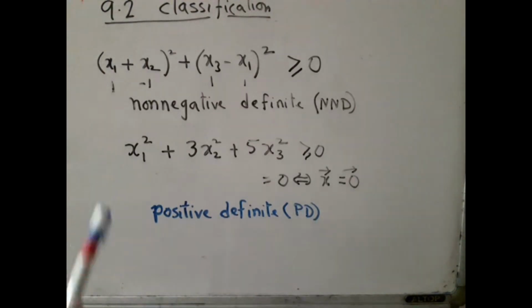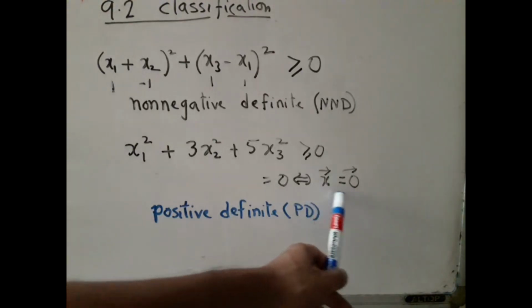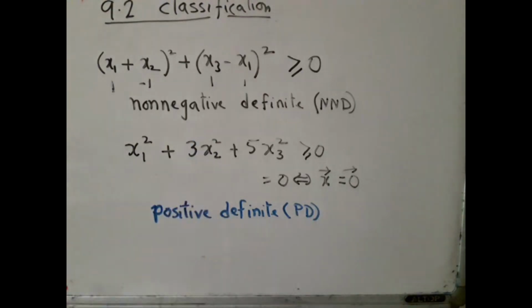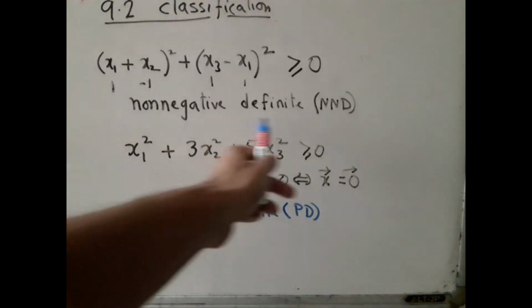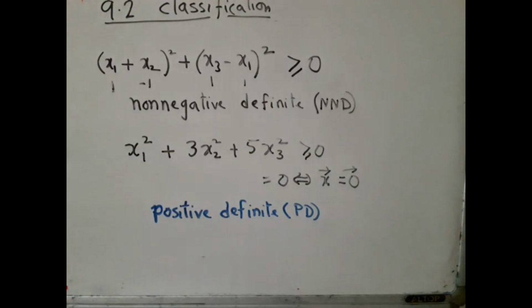That is, it is definitely positive, except of course in that trivial case when x equals 0, then it of course has to be 0. But if it is non-zero, it has to be strictly positive, while this one is non-negative definite but not positive definite. So understand that anything which is positive definite is also non-negative definite.